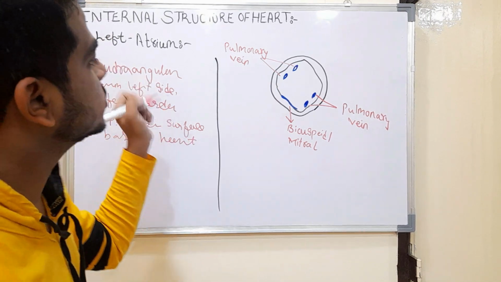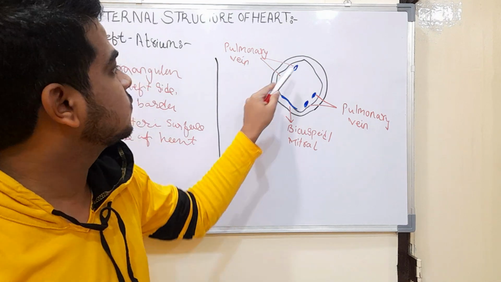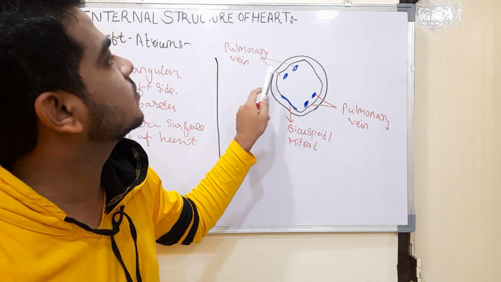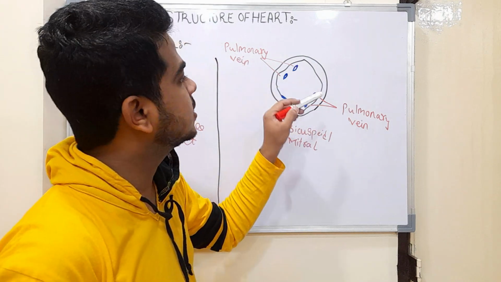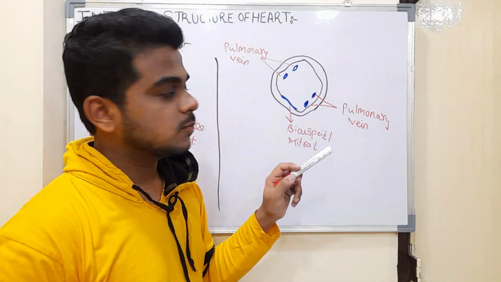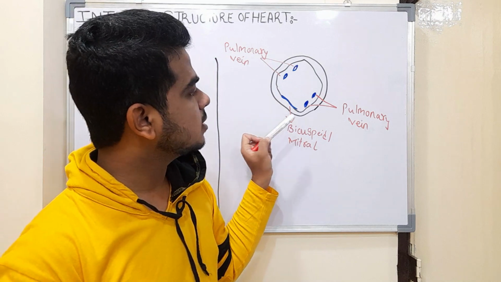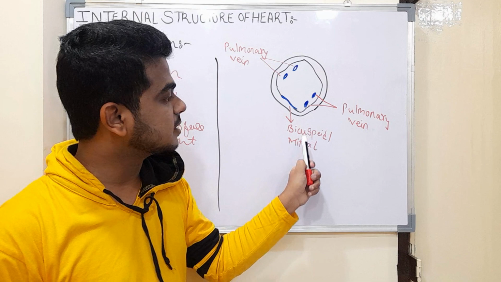So these 4 points you have to write. Along with that, in the interior, there is an opening of 4 pulmonary veins, posteriorly, from each side. There is an opening of 4 pulmonary veins as well as the opening of the atrioventricular orifice, that is the bicuspid orifice and mitral orifice.